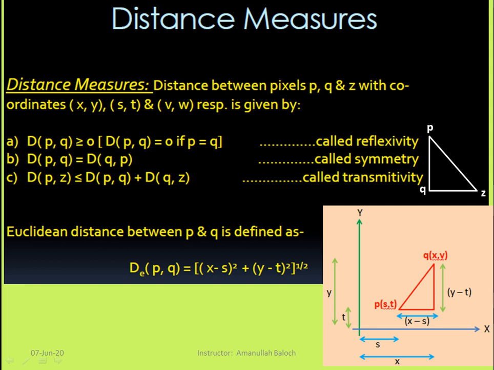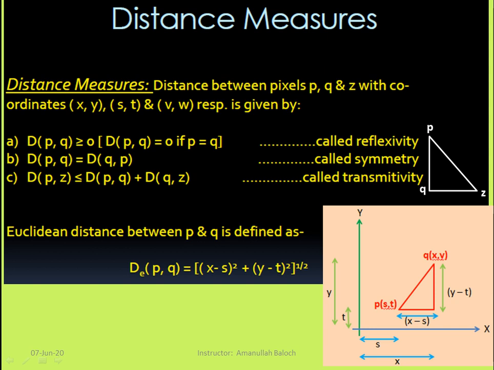Now we have to find the Euclidean distance, then the city block distance, and then the chessboard distance between two pixels. The Euclidean distance between P and Q is defined as follows; Euclidean distance follows the Pythagoras theorem. The Euclidean distance between P and Q is equal to the square root of (x minus s) square plus (y minus t) square. Let's suppose this is P and this is Q. The diagonal distance is called the Euclidean distance, and we have to find it. So this is called the base and this is called the perpendicular.